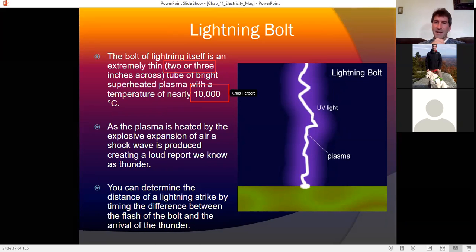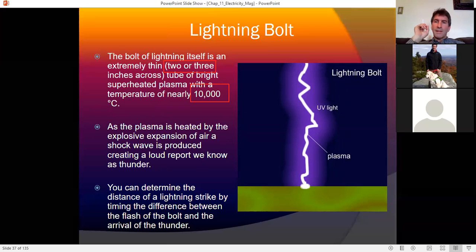To such a high temperature, twice as hot as the surface of the sun, that it's missing electrons. Now, the cool thing here is once we heat the air up to this high temperature, it now can conduct electricity. So as long as there's enough electrical charge, this lightning bolt will persist. Sometimes it can persist for a second or two.